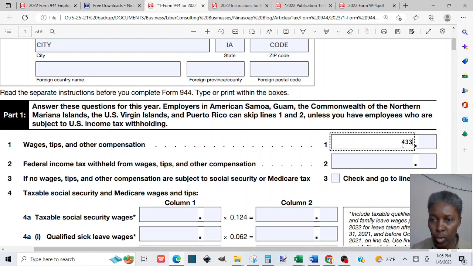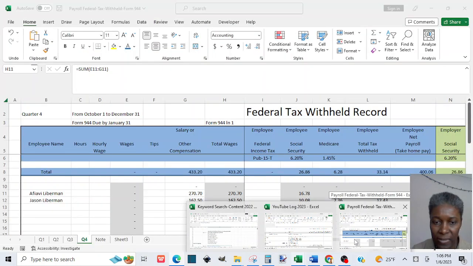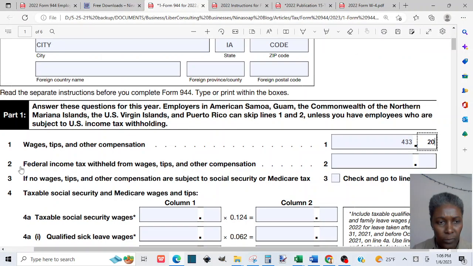433. You will have the dollar on the dollar side of the cell, and you will put the cents on the cent side. So you do not round to the nearest dollar on Form 944. You need to have your dollar and your cents. And even if your cent is 0, you need to put 00 there. So I just want to make sure, 433.20. Okay.